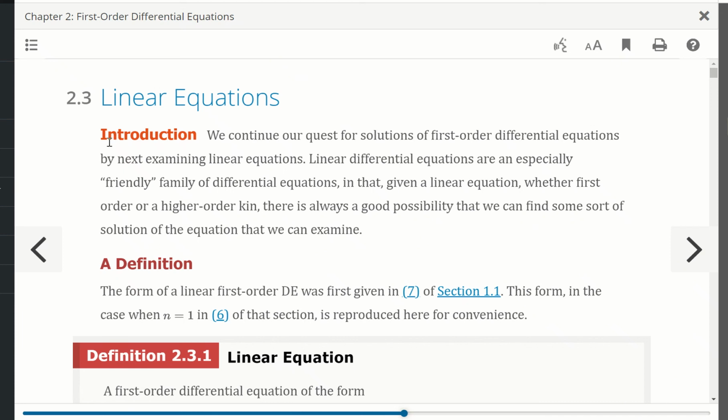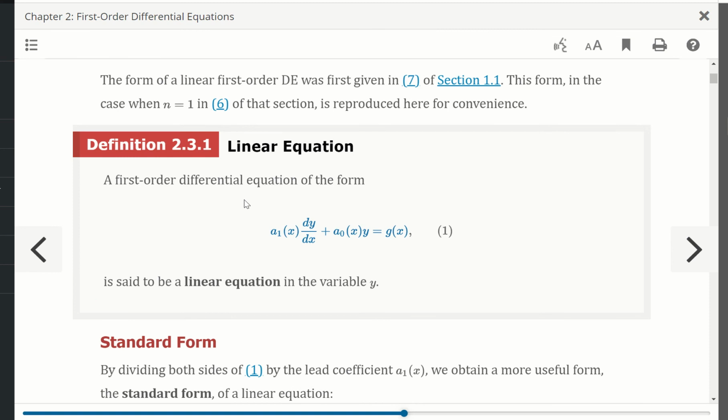In section 2.3, we're going to look at linear equations. We've seen a linear first-order differential equation previously. They'd be a differential equation of the form some function of x times dy dx plus some function of x times y equals g of x. Again, this is a linear equation in the variable y because y has coefficients that are simply involving x terms, and it's first order because the highest derivative order with respect to x is the first derivative right here.